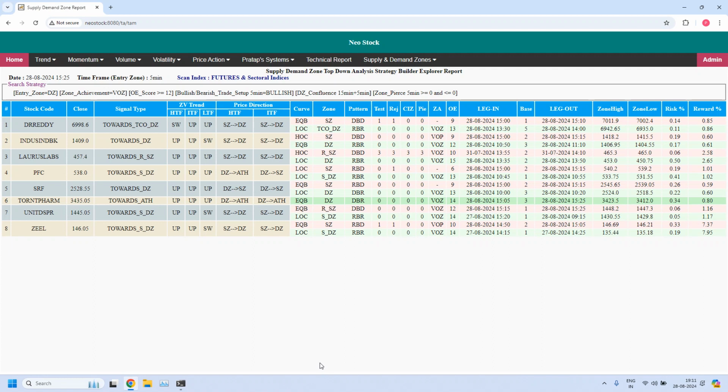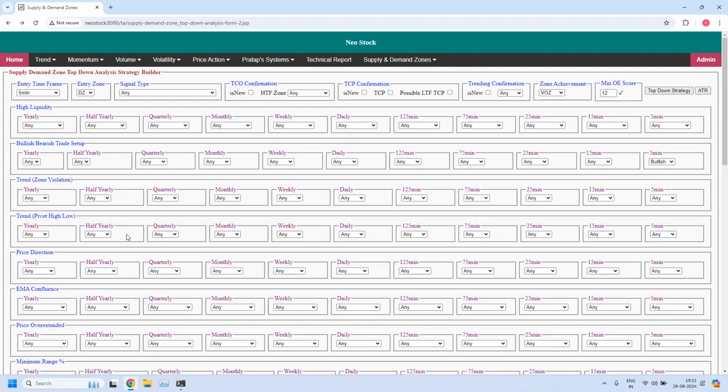Now let's check whether the 15-minute ITF zones are having any EMA confluence with the daily EMA. So in the EMA confluence, in the 15 minutes time frame, because this is the ITF zone, whether this 15 minutes demand zone is having daily EMA confluence. Let's verify.